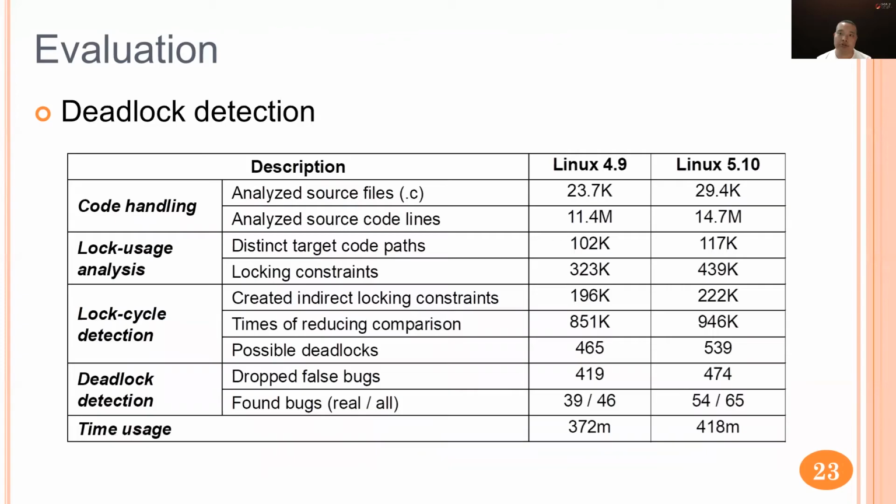The table shows the detection results of DLOS. We find that by using indirect locking constraints, DLOS reduces much repeated comparison. It also drops many false deadlocks by validating code path feasibility and concurrency. The time usage is less than 7 hours, which is acceptable.